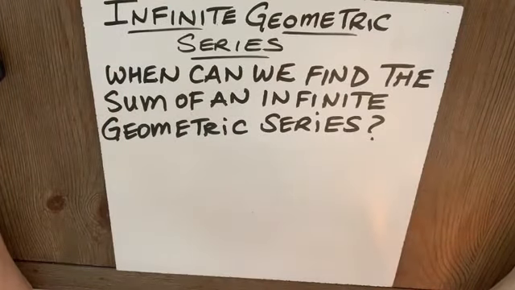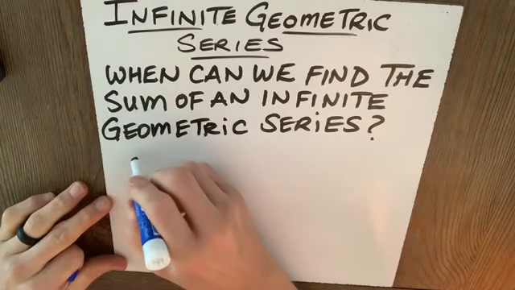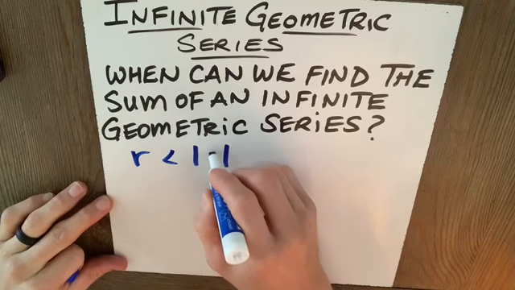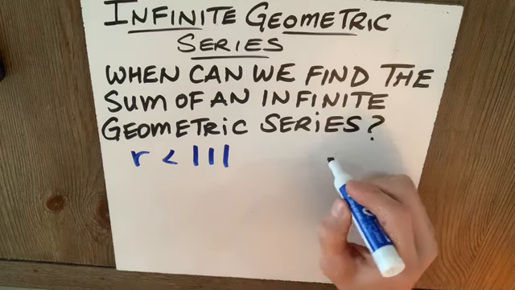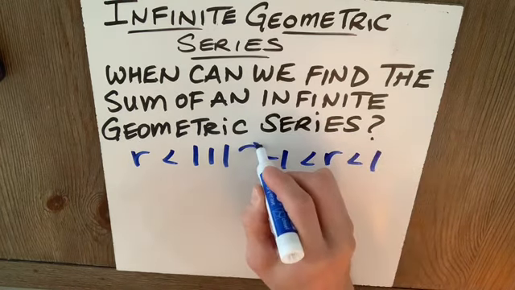Which begs the question, when can we find a real number for the sum of an infinite geometric series? And the answer to that is when the absolute value of R is less than 1. We have to be between negative 1 and 1. That's what this means.